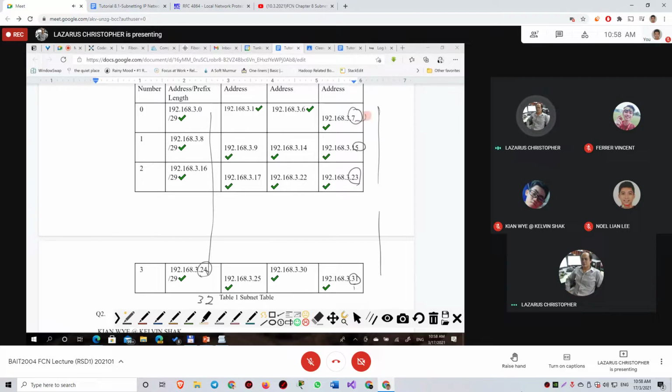Once you get this and this, what's the first usable IP address? The next IP address after the network address, the 1. What's the last usable IP address? The one before the broadcast address for the subnet, which is 6, because the broadcast is 7. So the range is between 1 to 6: 1, 2, 3, 4, 5, 6. That gives us the usable host addresses. So then you proceed to fill up.